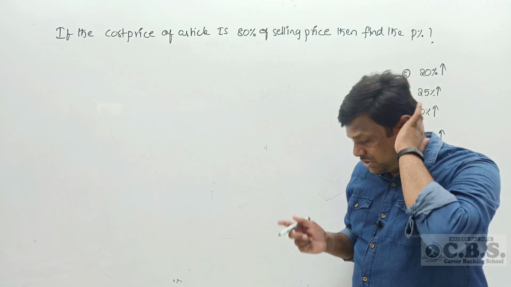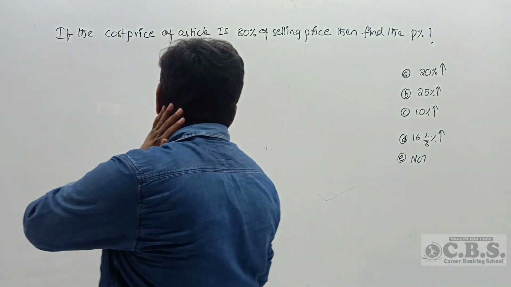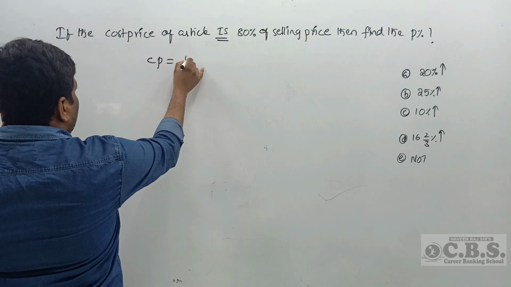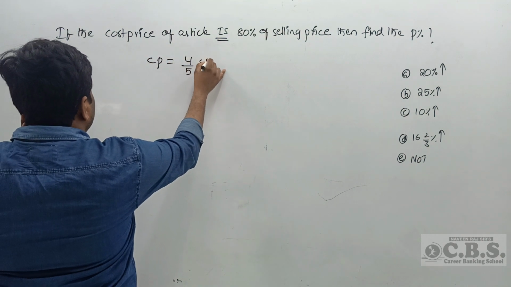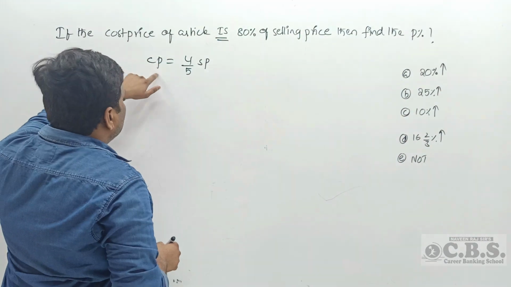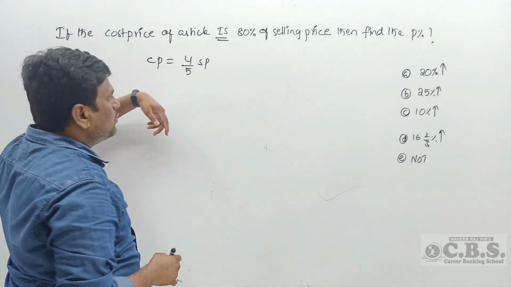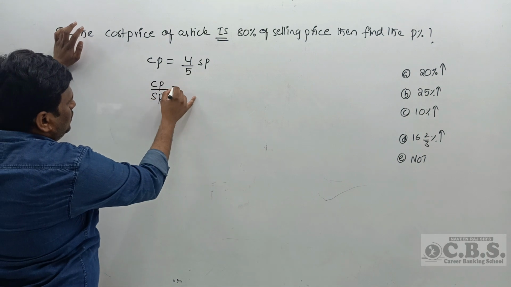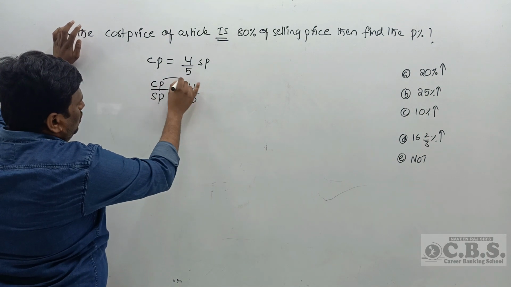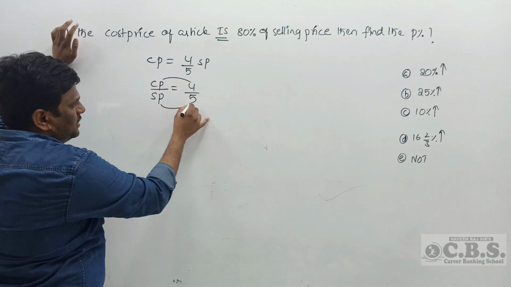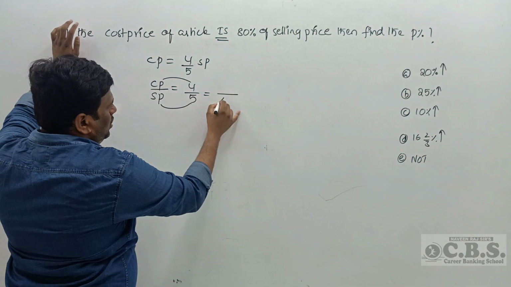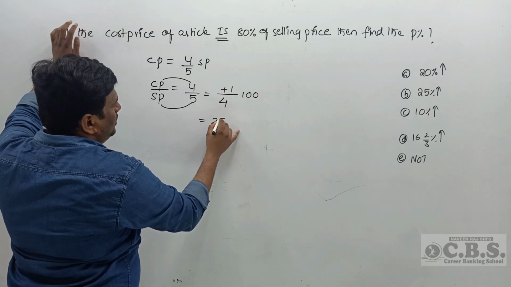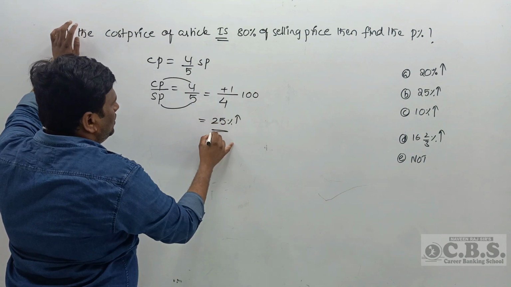Here the question: the cost price of the article is 80%, which is equal to 4 by 5 of selling price. Cost price is 80% stands for 4 by 5. So directly, cost price by selling price is equal to 4 by 5. Now cost price is how many rupees? 4 rupees. Selling price how many rupees? 5 rupees. So cost price 4 rupees, selling price 5 rupees, profit is 1 rupee. So 1/4 of 100 gives how much? 25% profit of the article.